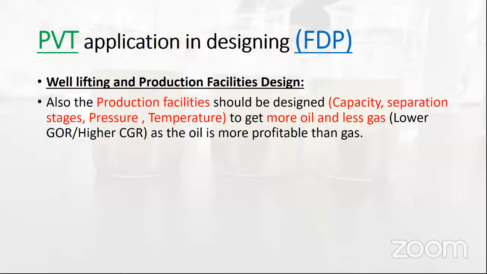So the goal of the optimum design for the production facilities is to have more oil and less gas. Why is our goal to have more oil and less gas? Because oil is more profitable than gas. So our target for the design of the production facilities is to have lower GOR, or higher CGR in the case of gas reservoirs.